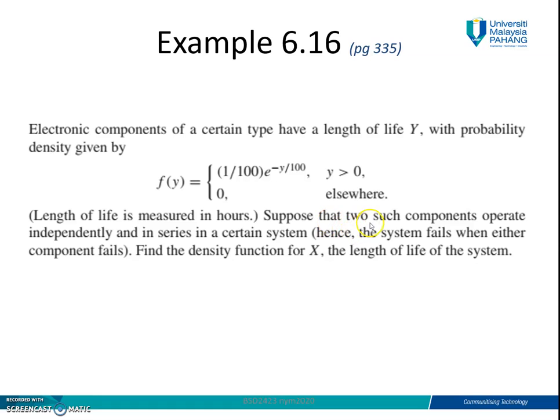Suppose that two such components operate independently, for example an iron and a vacuum, and are in series in a certain system. Hence, the system fails when either component fails. That means the system will fail if either one of them fails. My example of an iron and a vacuum is not really appropriate, but it seems like that. The question asks you to find the density function for X, the length of life of the system.